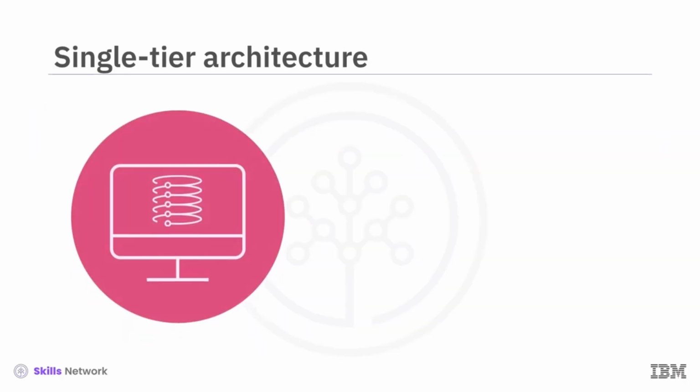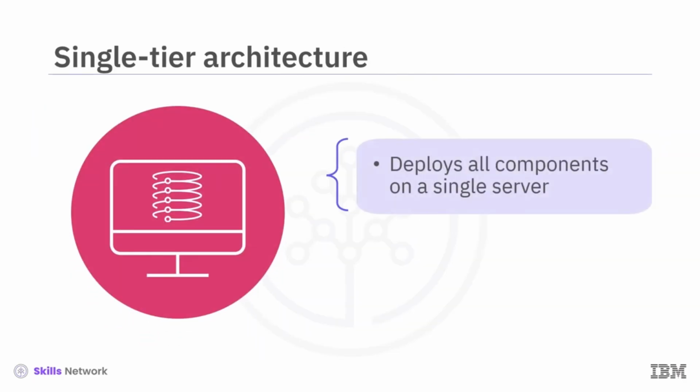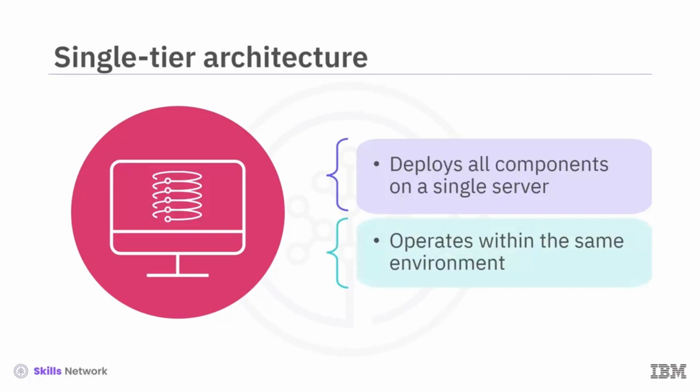A single-tier architecture deploys all components of an application, including the user interface, application logic, and data storage on a single server or machine. In this configuration, the application's entire stack operates within the same environment.